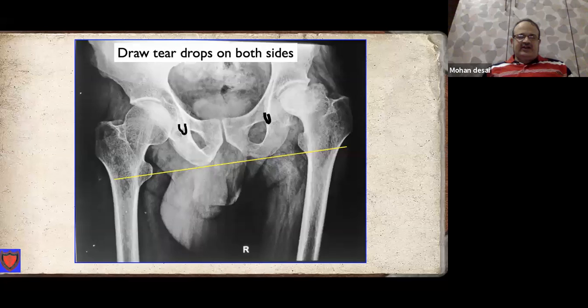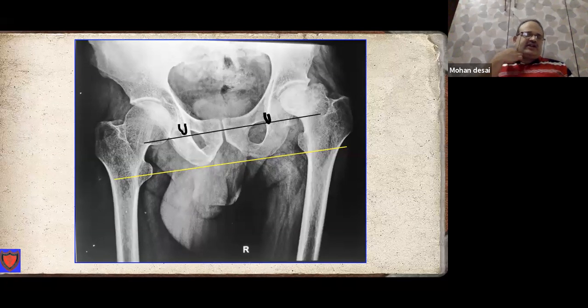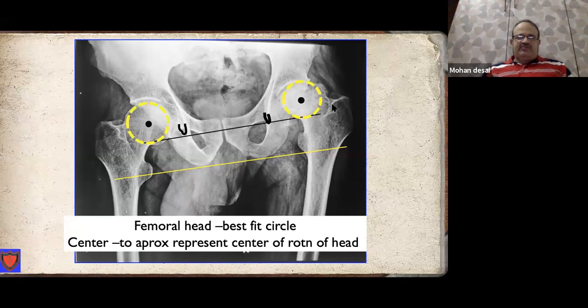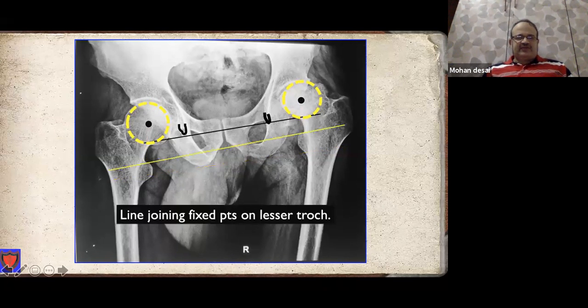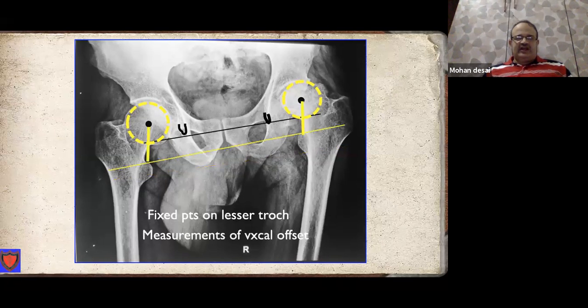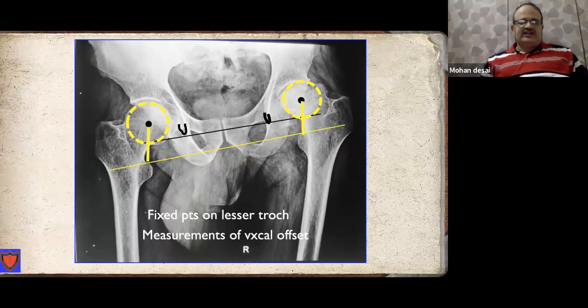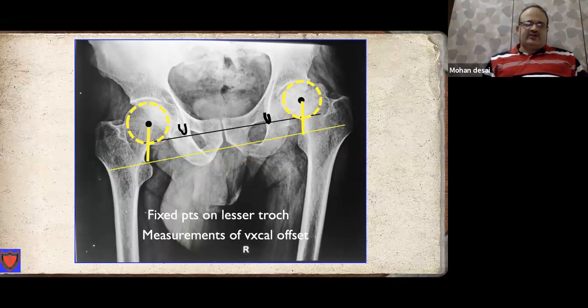Then you draw a teardrop, and you draw an inter-teardrop line. Next, you take a best fit circle as the femoral head, and then draw the center of it, and from here you draw the line to the top of the trochanter. This is called LCD, the lesser trochanter to center distance. L for lesser trochanter, C is center, and D is distance.